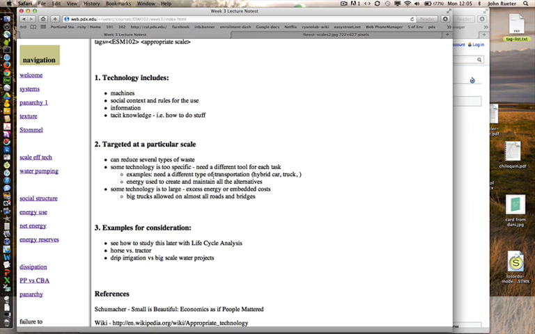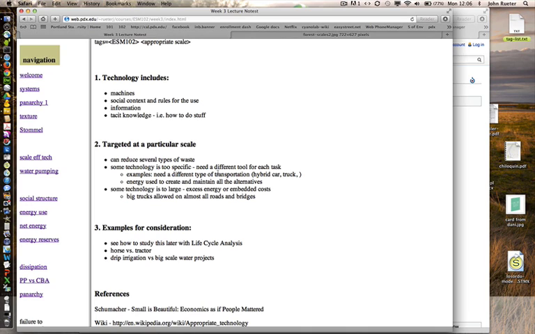So some technology is too specific, and you need a different tool for each task. Now this might reduce the specific impact, but with all of those tools and technologies sitting around, there would be a lot of care and maintenance of those. An example of that is, what if I use just the exact type of vehicle for every errand? I'd need a hybrid car, a truck, a bicycle, maybe a pickup truck and a van, and all of those things. So that's not what we mean.